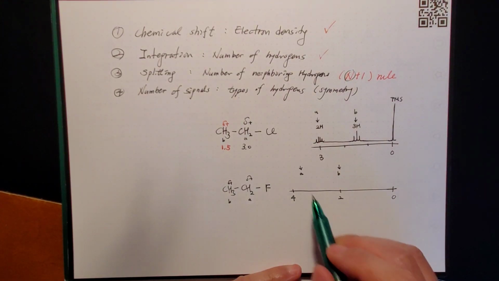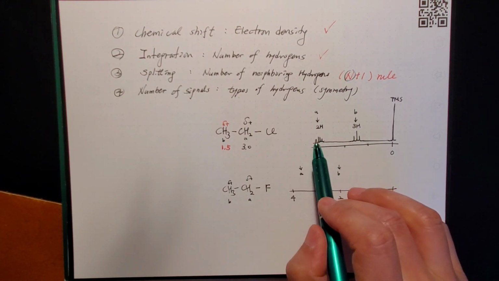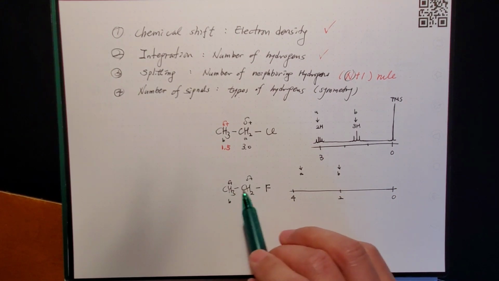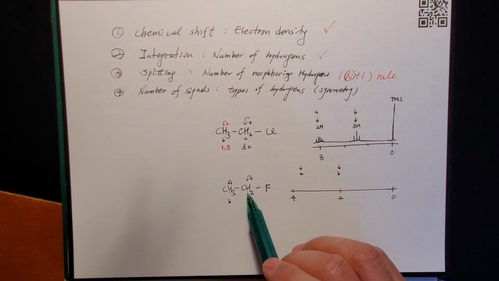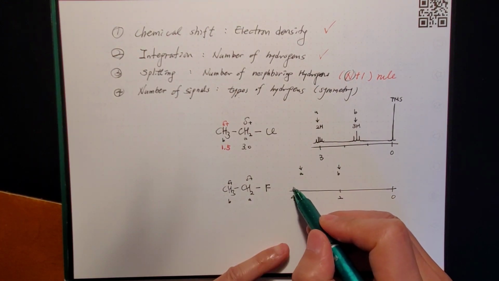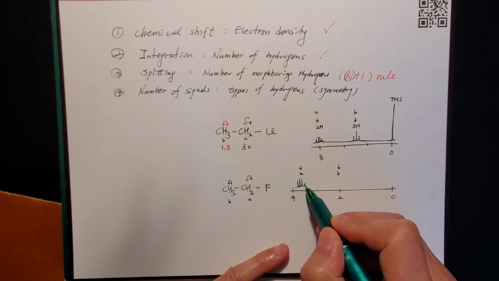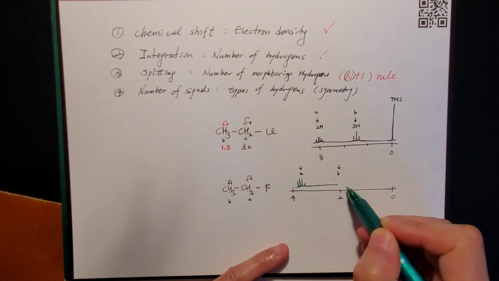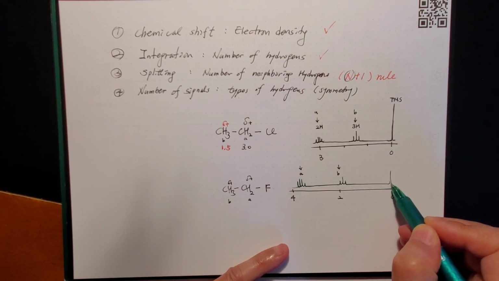So you are expecting the two signals here with the same splitting pattern, because the number of neighbors is the same, and the integrations are the same, 2 and 3. So the pattern should be the same number, and should be something like that.